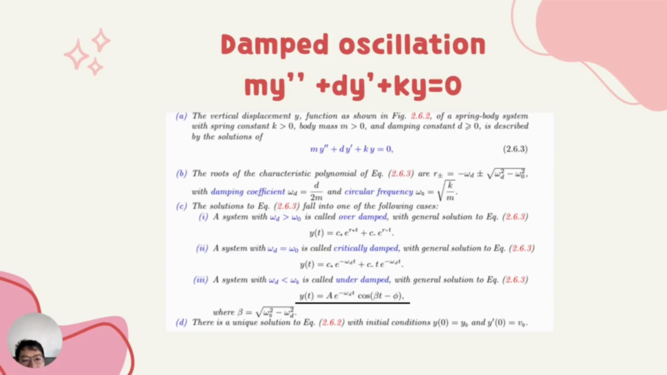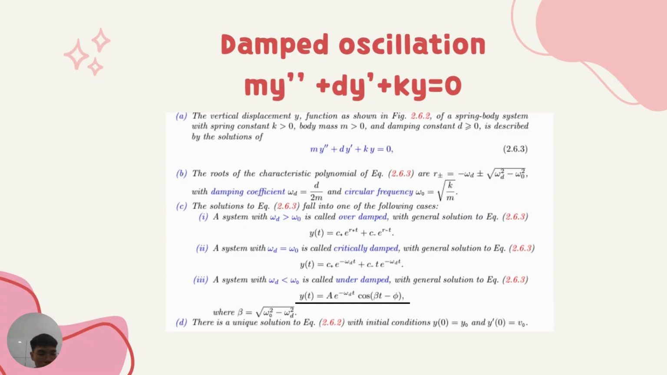For damped oscillation, we have to use this equation my prime prime plus dy prime plus ky equals to 0, which is the second-order ODE for a damped oscillation. And then we have three types of oscillation. For overdamped, we can get two different real roots. For critically damped, we get the same root. While for underdamped, we will get complex roots.